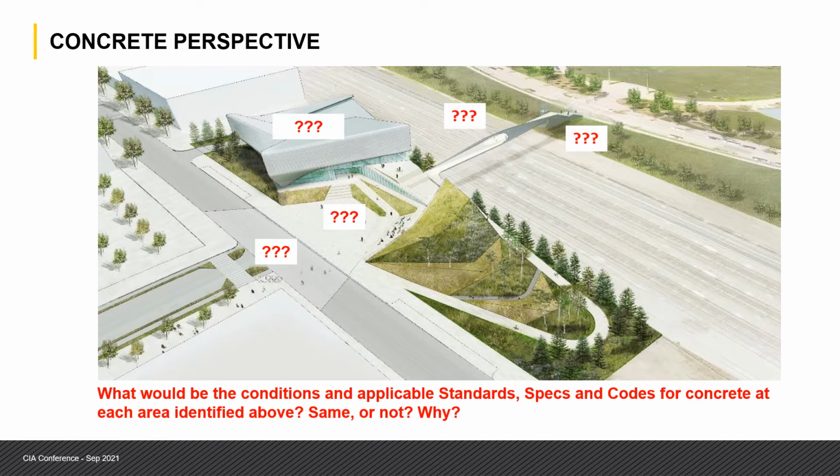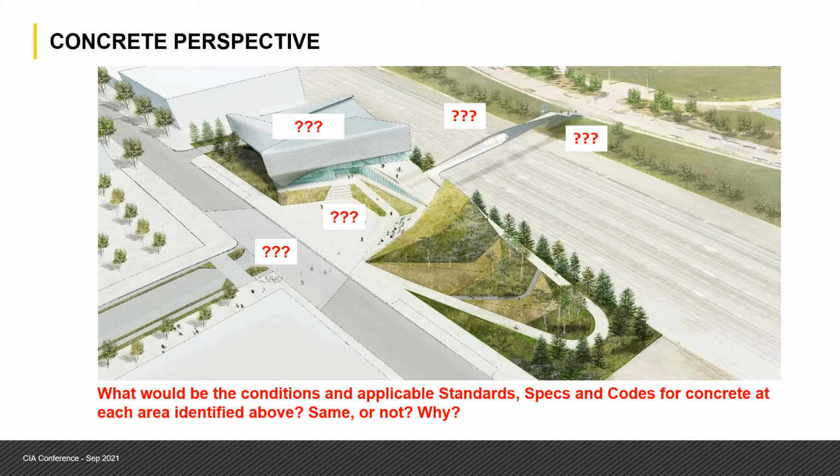Additionally, when you think about concrete, what is the perspective you have about concrete? This is an image from a concrete project that we had in Colorado, and it's very interesting because we have all different types of concrete scopes. We have a bridge, we have a site, we have a building, we have paving work to do. So you think about what will be the conditions and applicable standards, specification requirements, codes that are going to be related to all these areas of work. Are you going to expect to be the same?